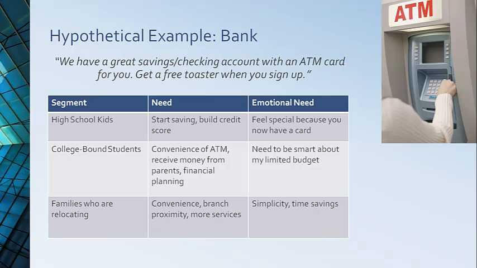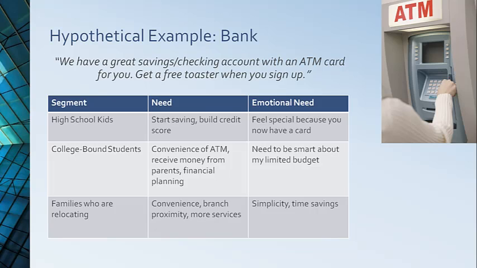So imagine you find out that there are 3 main types of customers. The first one could be high school kids that just need to start saving. They never had a credit card in the past. They want to build a credit score. That's what they want to do as well. It's important for them. So that's kind of the needs-based segmentation. And if you look into their emotions, they want to feel special because now they're big people. They have a physical card and they're taking care of their own life and they're becoming financially independent.